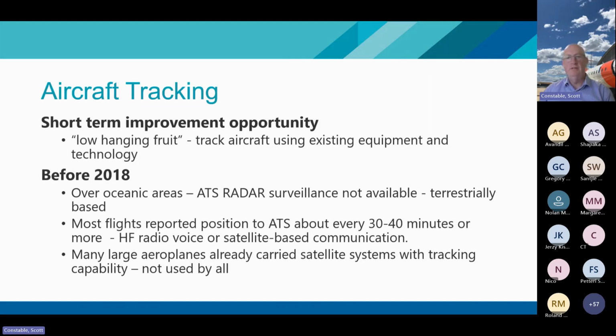Many large aeroplanes carried satellite systems with existing tracking capability, but some airlines chose not to enable those. They didn't have to. They chose not to enable those due to the associated cost and used HF radio instead. For those in the audience that understand radio communications and HF radio, especially over the oceanic areas, you will understand that HF radio has its limitations.